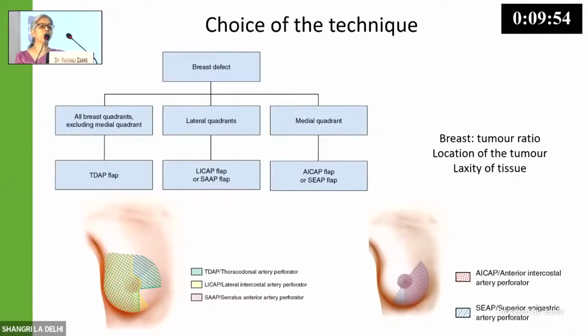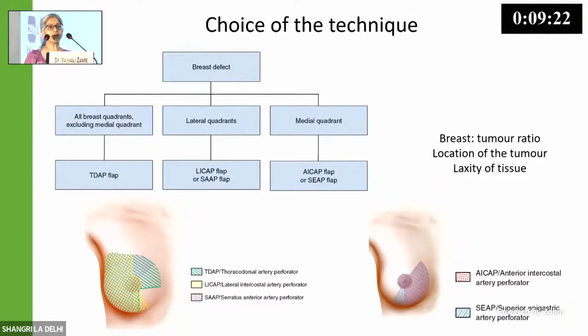Now let us see how these perforator flaps are selected for reconstruction. It all depends on the breast tumor ratio, and the most important thing is the location of the tumor. So whether the tumor is located in the lateral quadrant or medial quadrant or inferior quadrant of the breast, the choice of perforator flap varies. So TDAP flap is useful for most of the quadrants, excluding the upper or extreme medial quadrants.